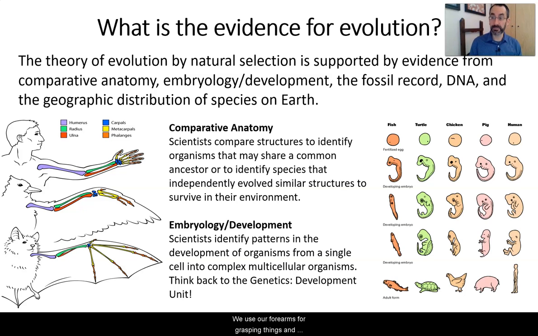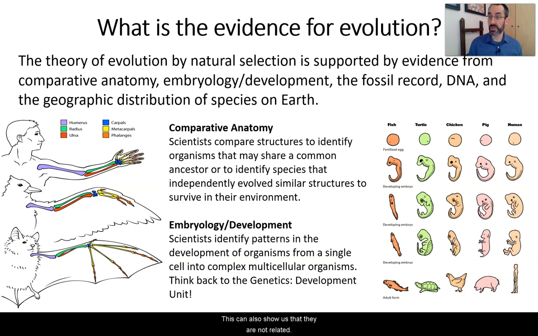We use our forearms for grasping things and manipulating our environment. Birds and bats will use them for flight. So very different things, but there again, the same bones. They may be longer, thinner, a little bit different shape, but overall about the same shape, the same order, and the same sort of connections to each other, even though they're used for different things.